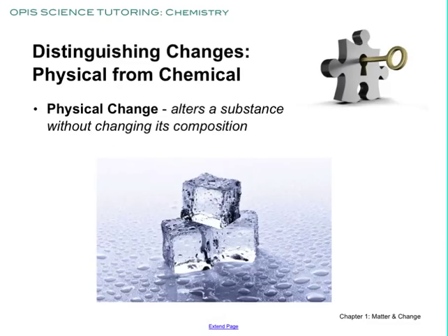Some other things we need to be able to distinguish in our study of chemistry are different kinds of changes, a physical change as opposed to a chemical change. A physical change is when a substance alters its physical manifestation but it still is what it is. For instance, when water freezes and becomes ice, it goes from a liquid to a solid, but it is still water. Correspondingly, when that ice melts and becomes liquid again, it is still water. So it hasn't changed its essential chemical composition.